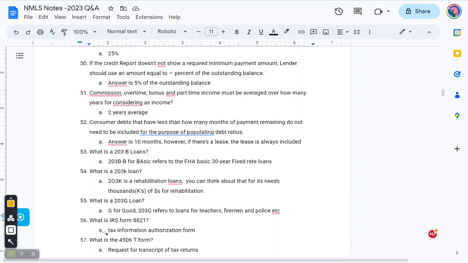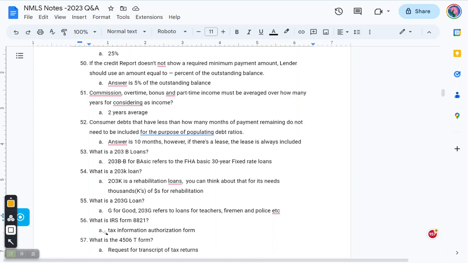Commission, overtime, bonus and part-time income must be averaged over how many years for considering as income? The answer is 2 years average. Next, consumer debts that have less than how many months of payment remaining do not need to be included for the purpose of calculating debt ratios? The answer is 10 months. However, if it's a lease, the lease is always included irrespective of how many months of payment is left in that lease.